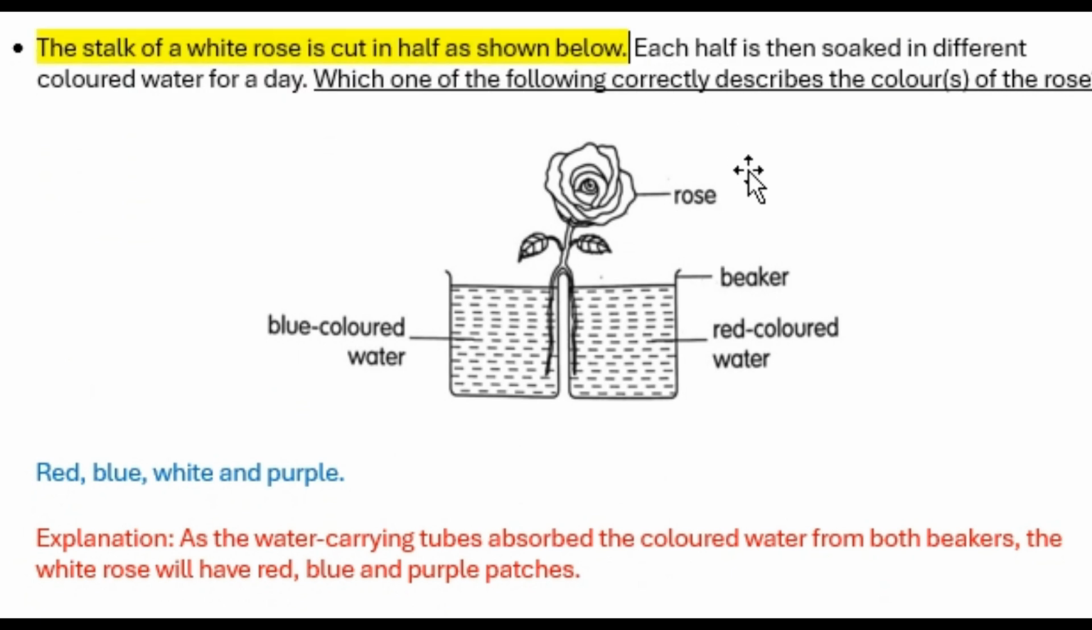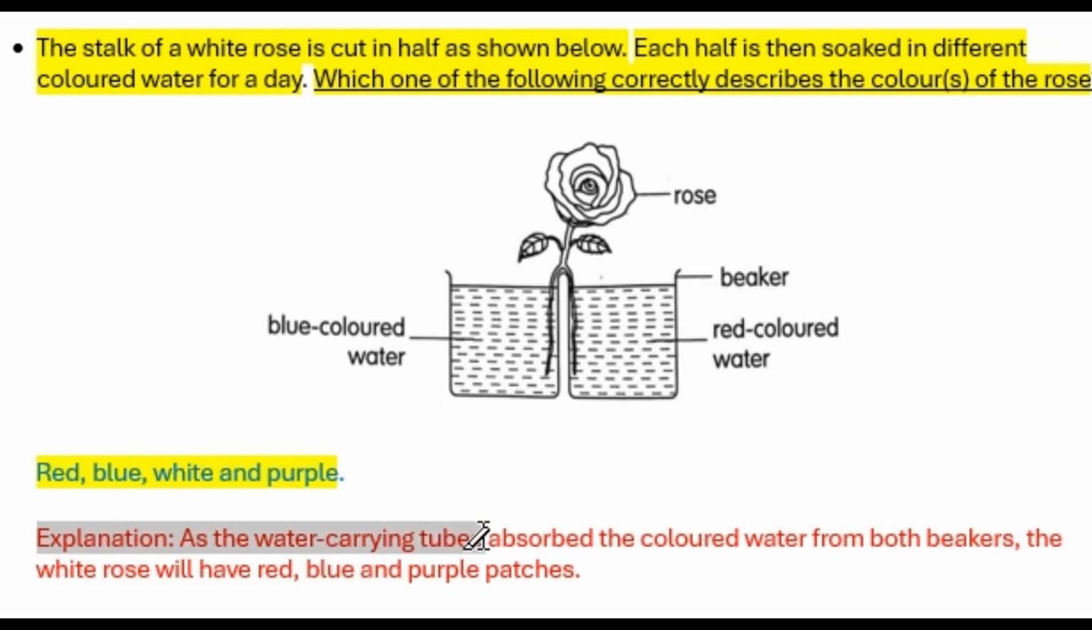The stalk of a white rose is cut in half as shown below. Each half is then soaked in different colored water for a day. Which one of the following correctly describes the colors of the rose? Red, blue, white and purple. Explanation: as the water-carrying tubes absorbed the colored water from both beakers, the white rose will have red, blue, and purple patches.